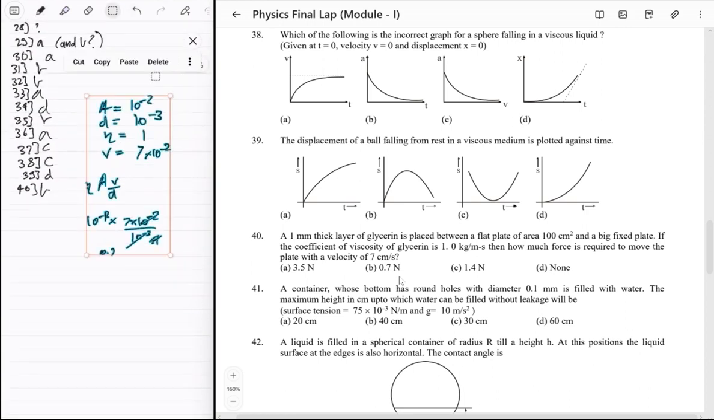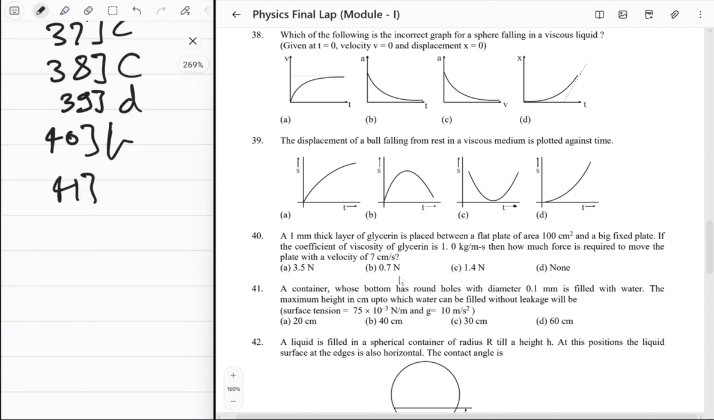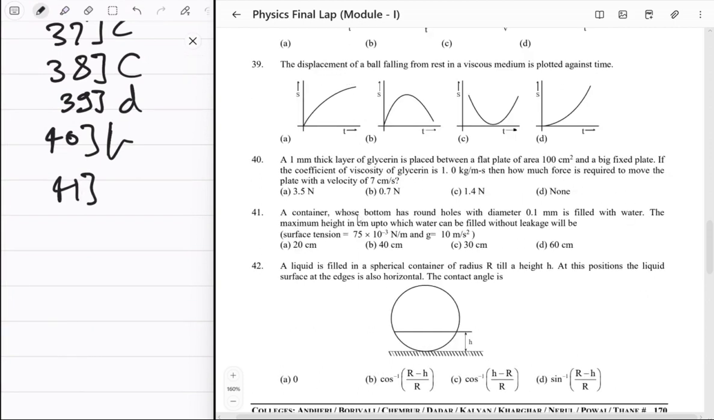41st. 41st करते हैं चलो. A container whose bottom has round holes with diameter 0.1 millimeter is filled with water. The maximum height in centimeter up to which the water can be filled without leakage will be. Round hole with diameter something is filled with water. What? The maximum height up to which water can be filled without leakage. Wait, that doesn't make any sense.